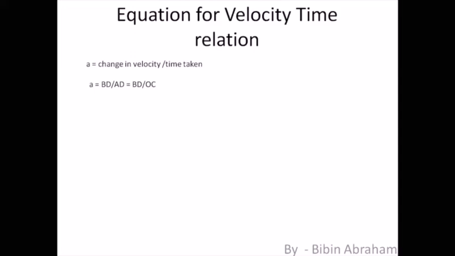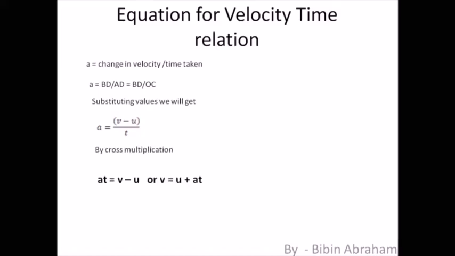So I hope this is clear. We are just substituting the values, right? Substituting the values: a is equal to BD, and BD is V minus U, that is change in velocity, final minus initial velocity, and AD was your time taken. I hope this is clear. Now I will do a simple cross multiplication. By cross multiplication, I will get at is equal to V minus U, right?